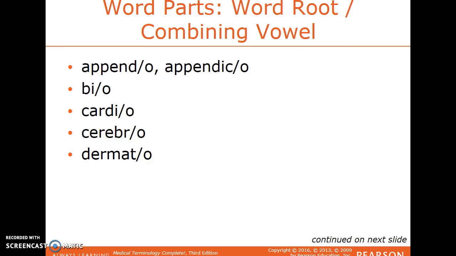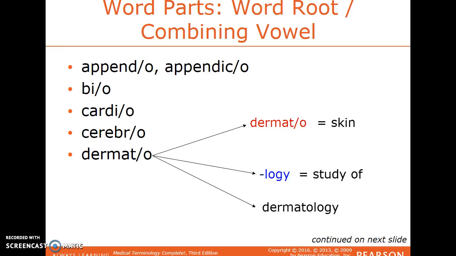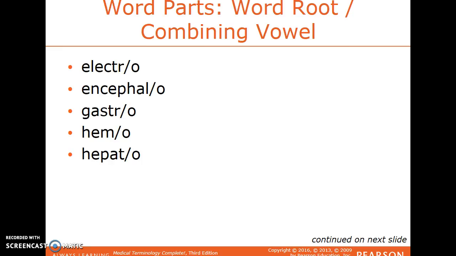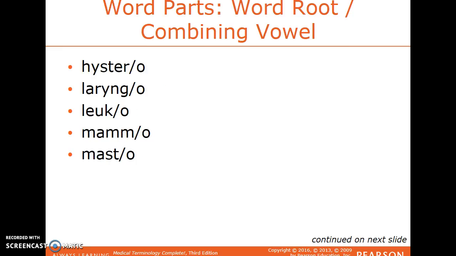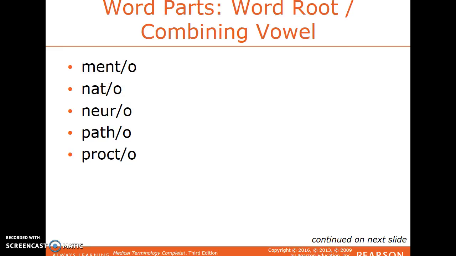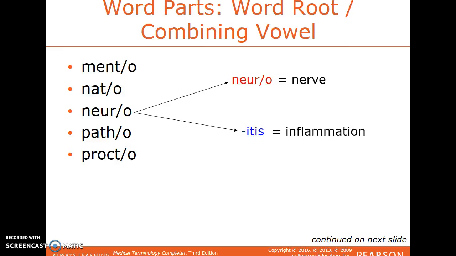And here are word parts with the word root or combining vowel. Appendo, appendi, those mean the same thing, appendix. Bio, cardio, cerebro, dermato. So dermato, dermatology, the study of skin. Here's some more. Electro, encephalo, gastro, hemo, hepato. Hystero, laryngo, leuco, mammo, and masto. Mento, nato, neuro, patho, and procto. Neuro means nerve. Itis means inflammation. Neuritis, inflammation of a nerve.